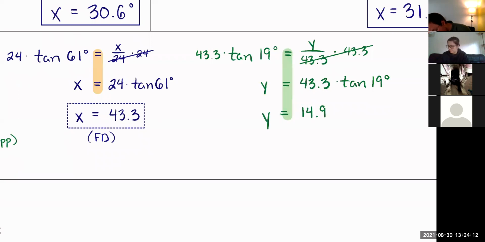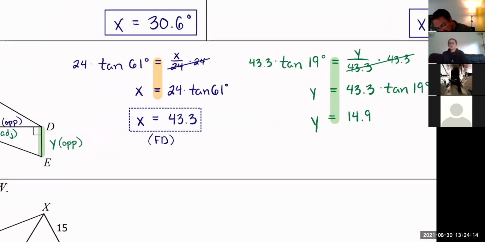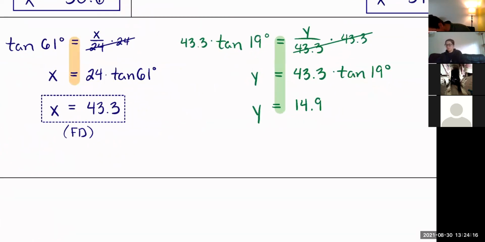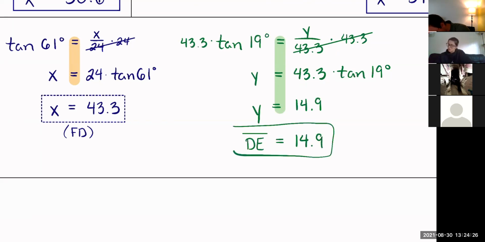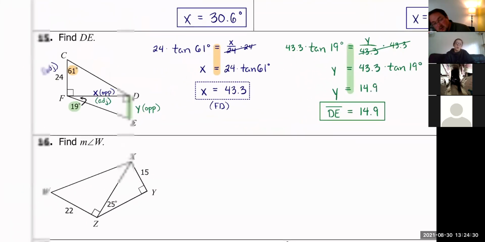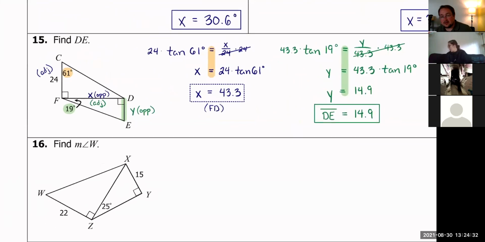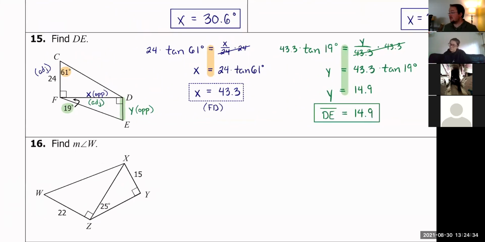Now, to bring it full circle, OCD kick in here. Technically, Y was representing something specific. It was representing side DE. So I'm going to say DE equals 14.9. So there's that one. So it was 2 steps.